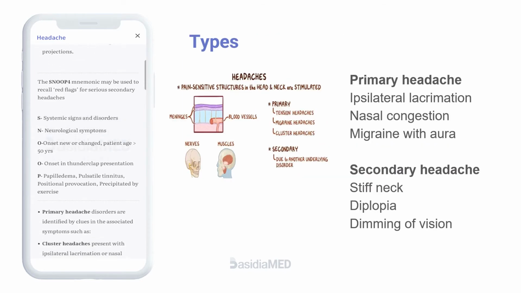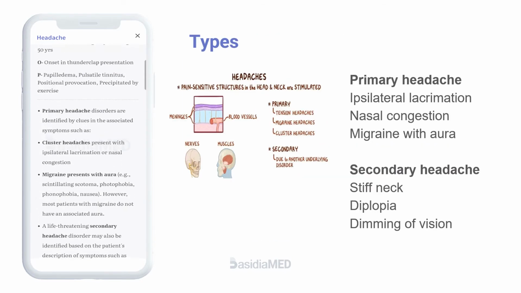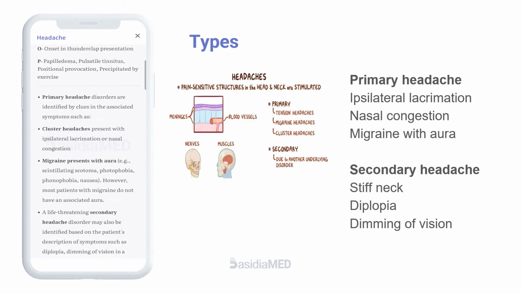Primary headache disorders are identified by clues in the associated symptoms, such as cluster headaches, which present with ipsilateral lacrimation or nasal congestion. Migraine presents with aura, for example, scintillating scotoma, photophobia, phonophobia, and nausea. However, most patients with migraine do not have an associated aura.